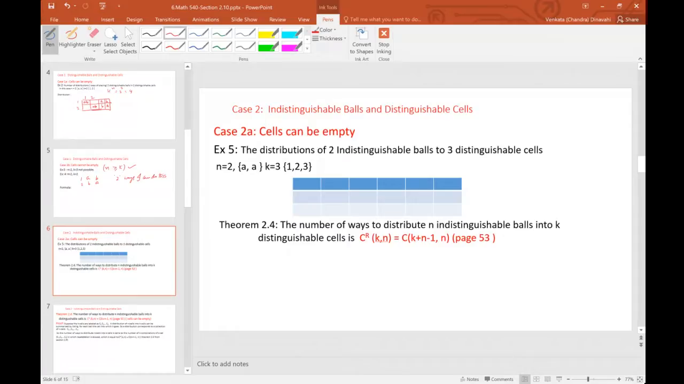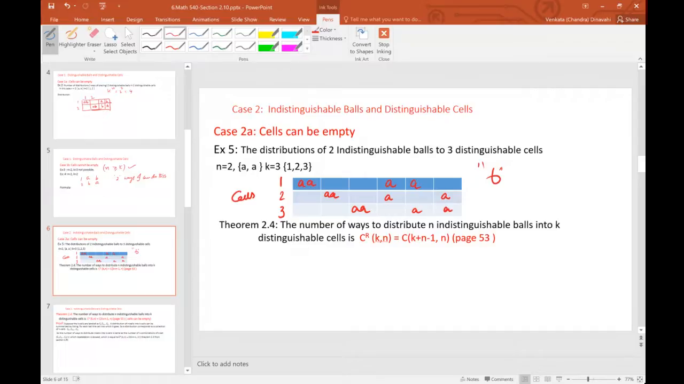Say for example, cells are different: 1, 2, 3. I can put both the balls in the first one, or the second one, or the third one, or I can put in these two, or these two, or these two. Certainly now you are not going to have AB or BA here because both the balls are indistinguishable. So there are only 6 ways I can do this.